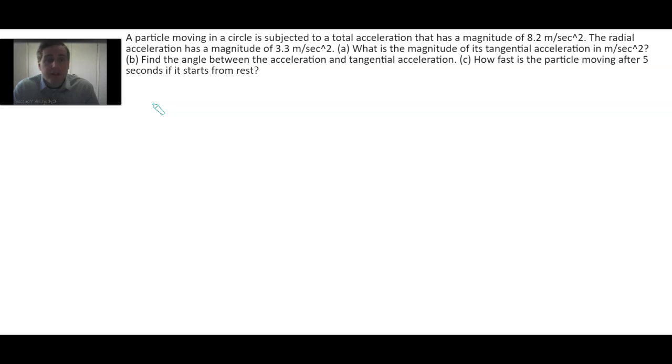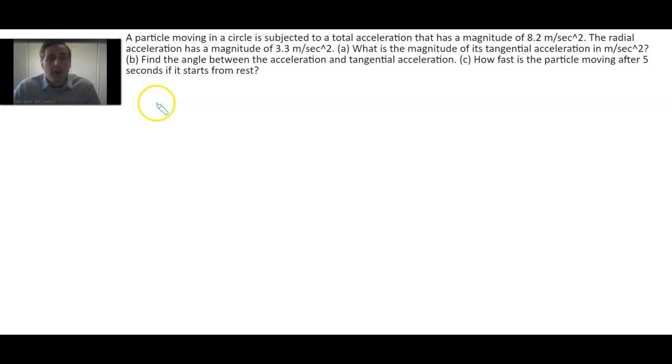A particle moving in a circle is subjected to a total acceleration that has a magnitude of 8.2 meters per second squared. The radial acceleration has a magnitude of 3.3 meters per second squared. A. What is the magnitude of the tangential acceleration in meters per second squared? B. Find the angle between the acceleration and the tangential acceleration. C. How fast is the particle moving after 5 seconds if it starts from rest?